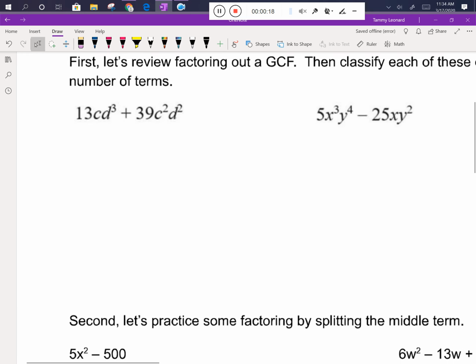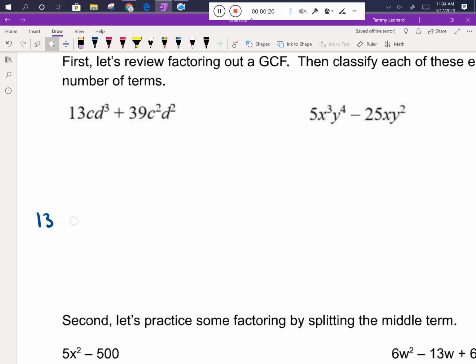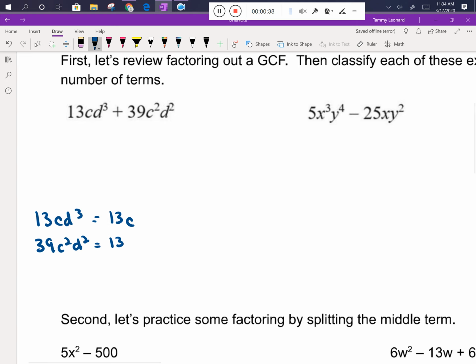So for the first one, remember we usually start by taking the two terms and thinking about what's the biggest number that divides into each of them. So 13 and 39 are both divisible by 13. And then don't forget to check your variables. They each have at least a c, and they each have at least a d squared. And then you need to think about what's left. So 13 divided by 13 is 1, so there's nothing there. C divided by c is also 1, but d cubed divided by d squared leaves 1d.